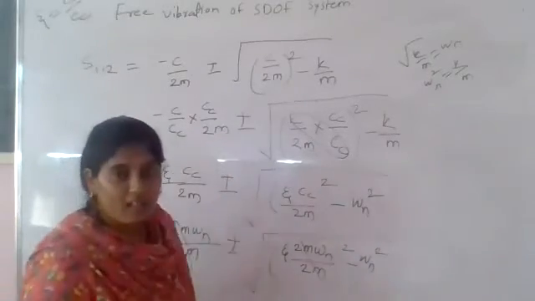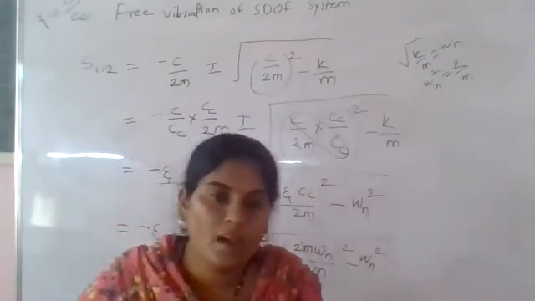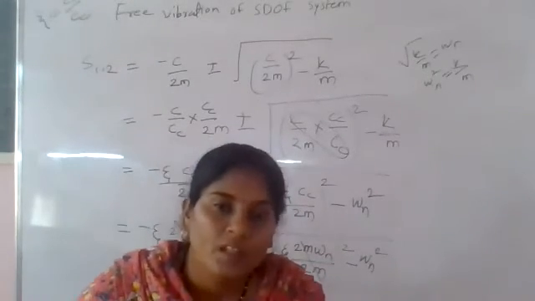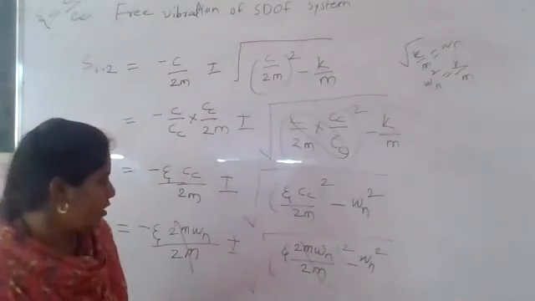How did omega n come there? That already we know the root of K by m is omega n, and by squaring on both sides we get K by m equal to omega n square. Up to this you are clear now?